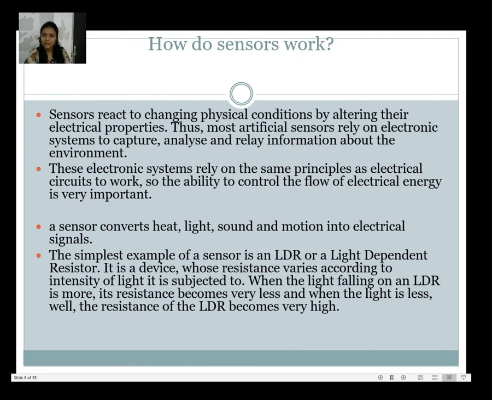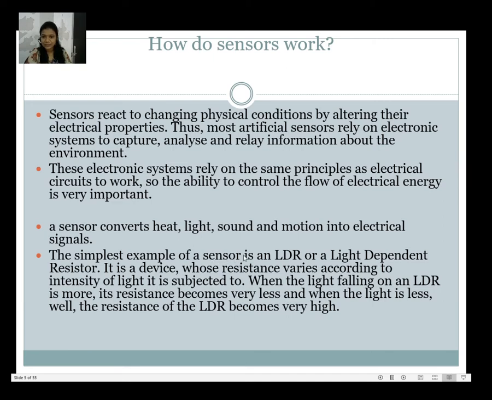Then how does a sensor work? First, a sensor reacts to a changing physical condition by altering its properties. Most artificial sensors rely on an electronic system to capture, analyze and relay information about the environment. This means the sensor first senses the physical quantity. This electronic system relies on the same principle as an electrical circuit. The sensor converts heat, light, sound and motion, which are our physical quantities, into an electrical signal.